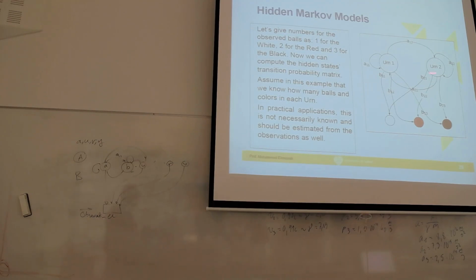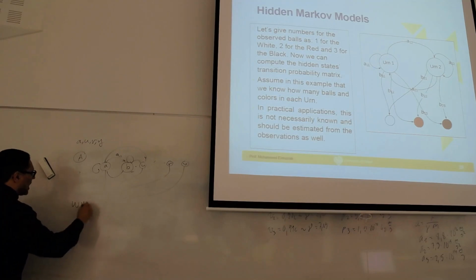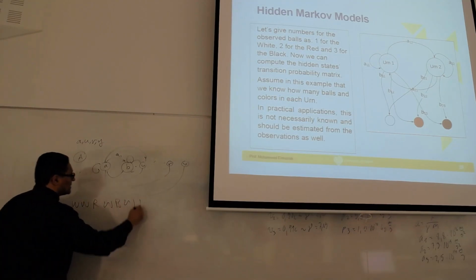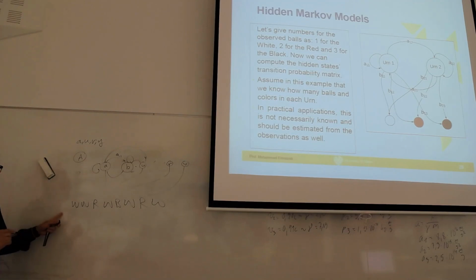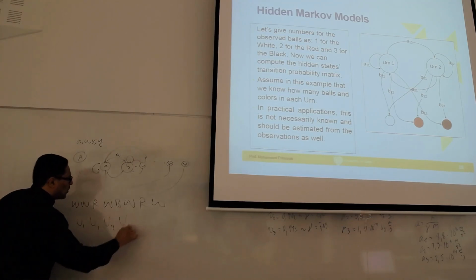We have urn 1, we have urn 2, and the observation that we have either a white ball or a red ball or a black ball. But we don't know from where each one comes. Based on these balls, we are interested to know what the state sequence was every time. For example, if we have white, white, red, white, black, white, red, white, this is the observation. We are interested to know how the transition in the states was, like U1, U1, U2, U1, U2.